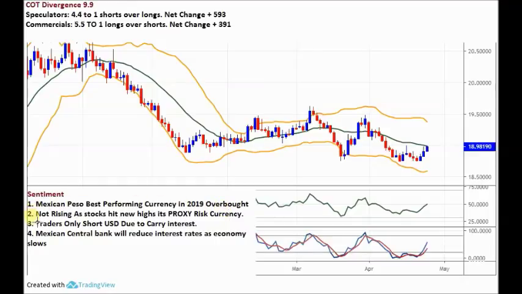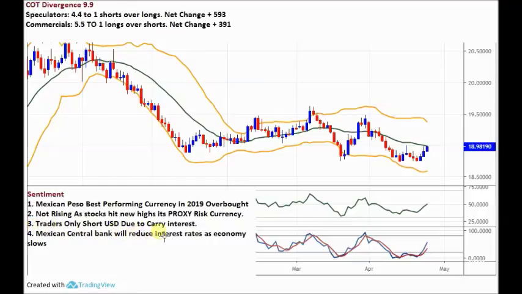And what I find significant is point number 2. It's not rising as stocks hit new highs. If you look at the stock market yesterday, extremely bullish move, and the Mexican peso can't strengthen. The USD is pushing up. MXN is a real proxy risk on currency. You'd expect it to go up with stocks, okay? On a move like yesterday, it didn't. That is very bullish the USD, bearish the peso.